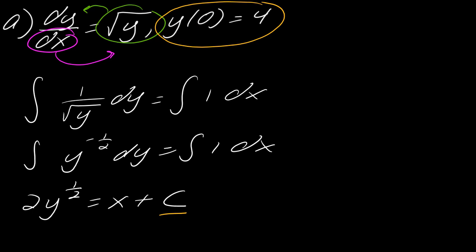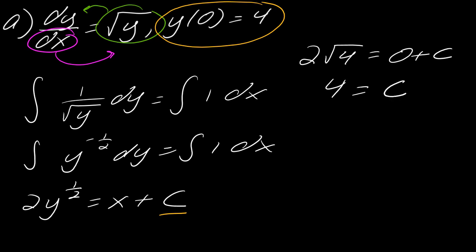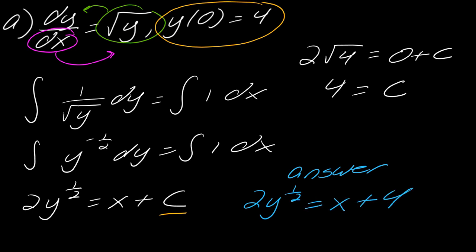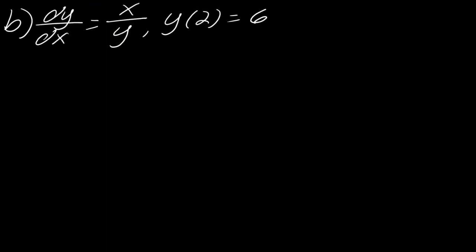So the way that this will look then, this will be 2 times the square root of 4 equals 0 plus c, so I get 4 equals c. So then my final answer, the particular solution, is just restating this part, except now I plug in that particular c. So there's my particular solution in this case. And so that's it for that one. Okay, so moving on to the next one.